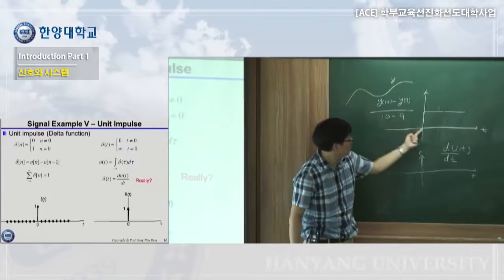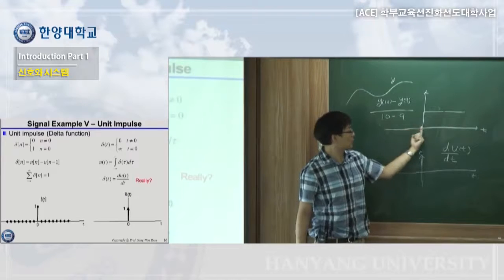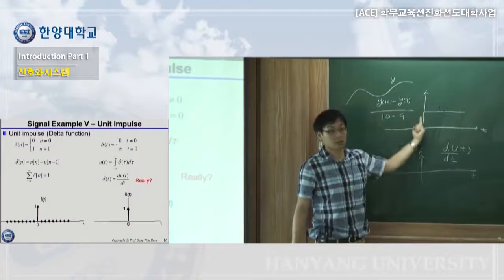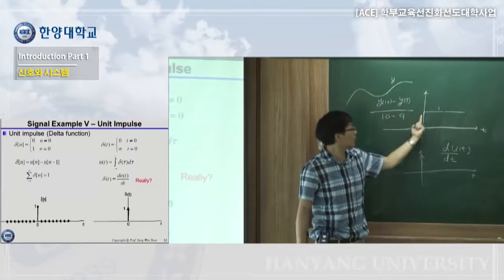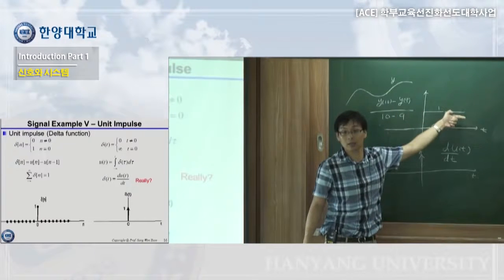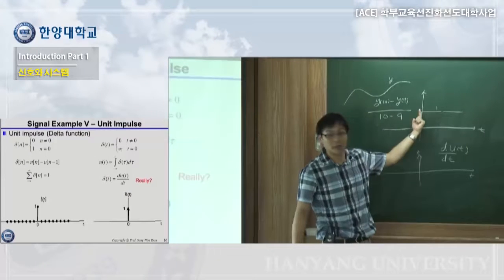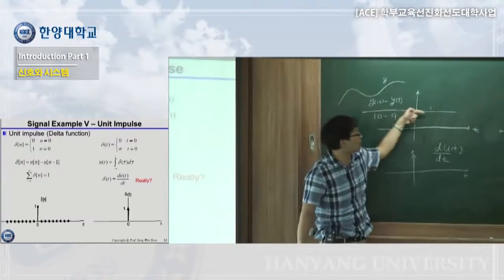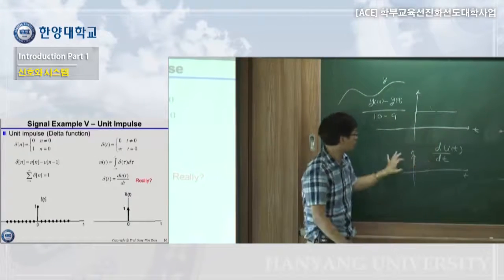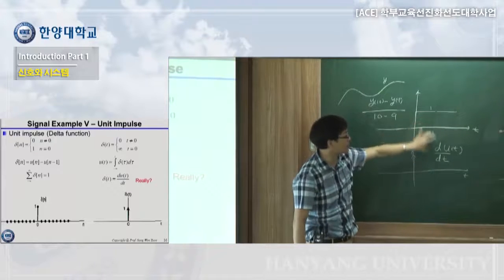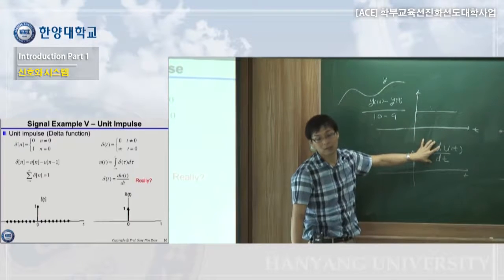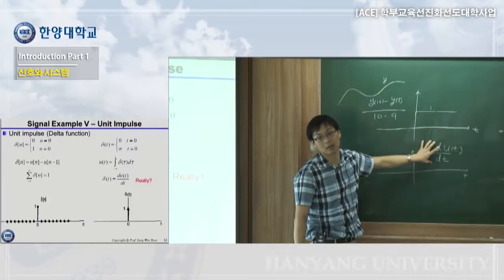Because this slope goes to infinite at the point, and then the slope becomes 0 again. So slope is 0, there's a sharp increase in the slope, and then it becomes 0 afterward. So this one can be defined like this. This is the mathematical meaning.